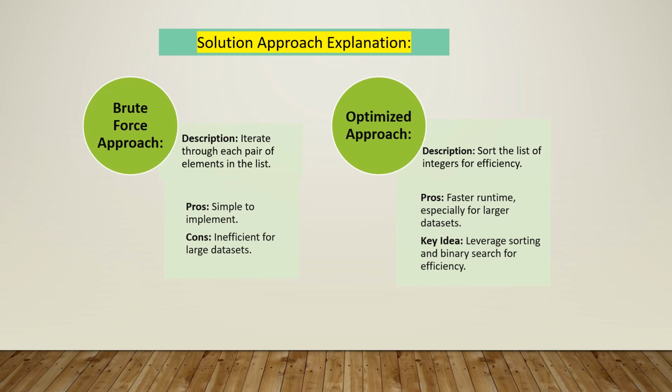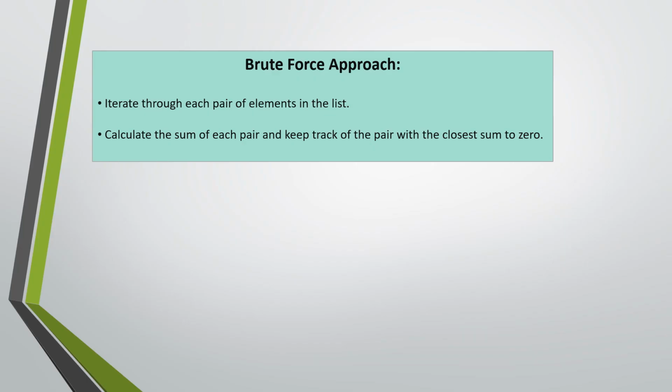Solution approach explanation. To tackle this problem, we will explore two main approaches: the brute force method and the optimized method. The brute force approach involves iterating through each pair of elements in the list and checking for the closest sum. On the other hand, the optimized approach leverages sorting and the two-pointer technique for a more efficient search. Let's delve deeper into each approach.